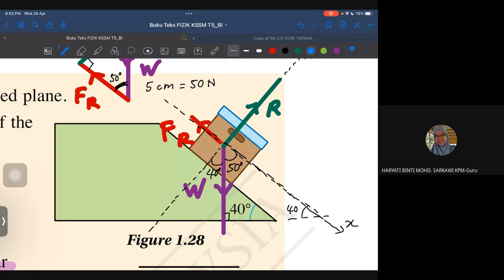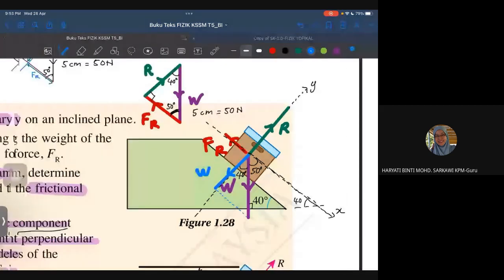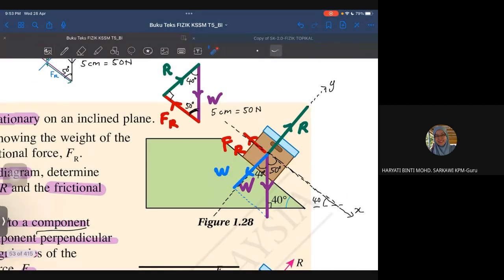Wait, right. So here, this will be WY. Why do I write WY? Because it follows the vertical component, but opposite, downward. Parallel to the vertical component. So this is WY. And then I can resolve here. Can see? This will be W following X. So WX.